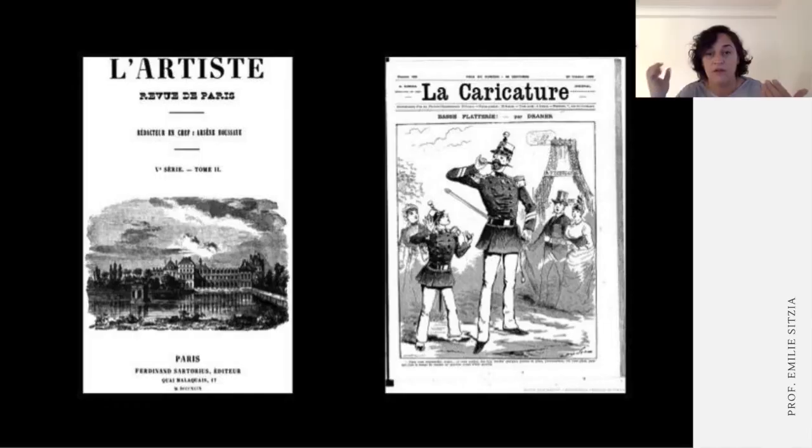For example, lithography became extremely popular under the Restoration, so in 1814 to 1830. And you had a revival at the same time of established techniques like wood engraving and etching that were really popular amongst Romantic illustrators from the 1830s onwards. So this development also means that the images are cheaper to produce. And because they're cheaper to produce, there's also a bigger demand for them.